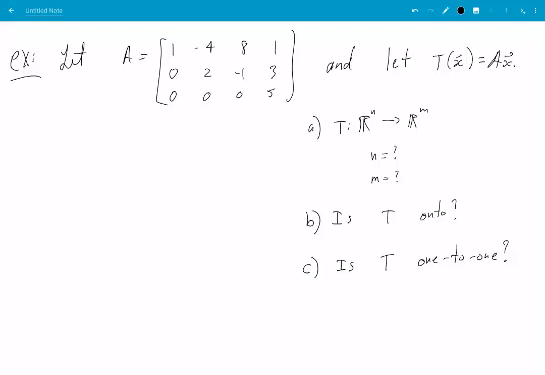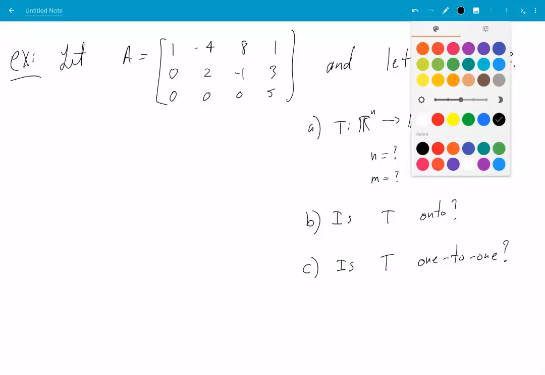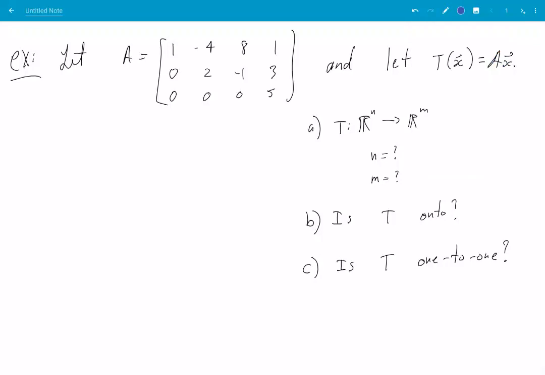Okay, copy down this example, and I'll jump in. Switch my pen. Okay, here we go.